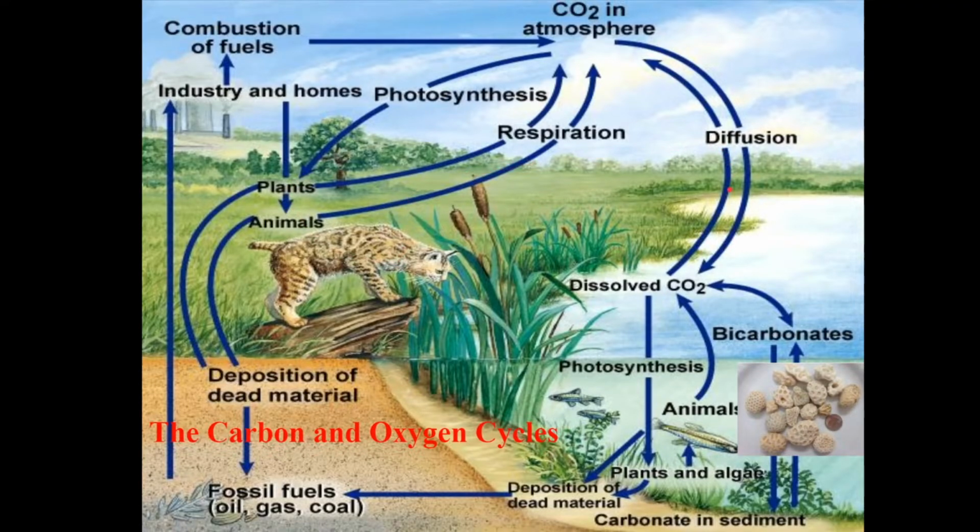Now, the water is a little bit more complicated. Carbon dioxide will diffuse into water, which will then be used by plants and algae to photosynthesize, or it will react with the water itself and form bicarbonate, which is used by some animals as homes or shells, and they do build up in the sediment at the bottom of the ocean. Another source of carbon dioxide in the ocean is marine animals such as fish going through the process of respiration. They will also release carbon dioxide into the water.